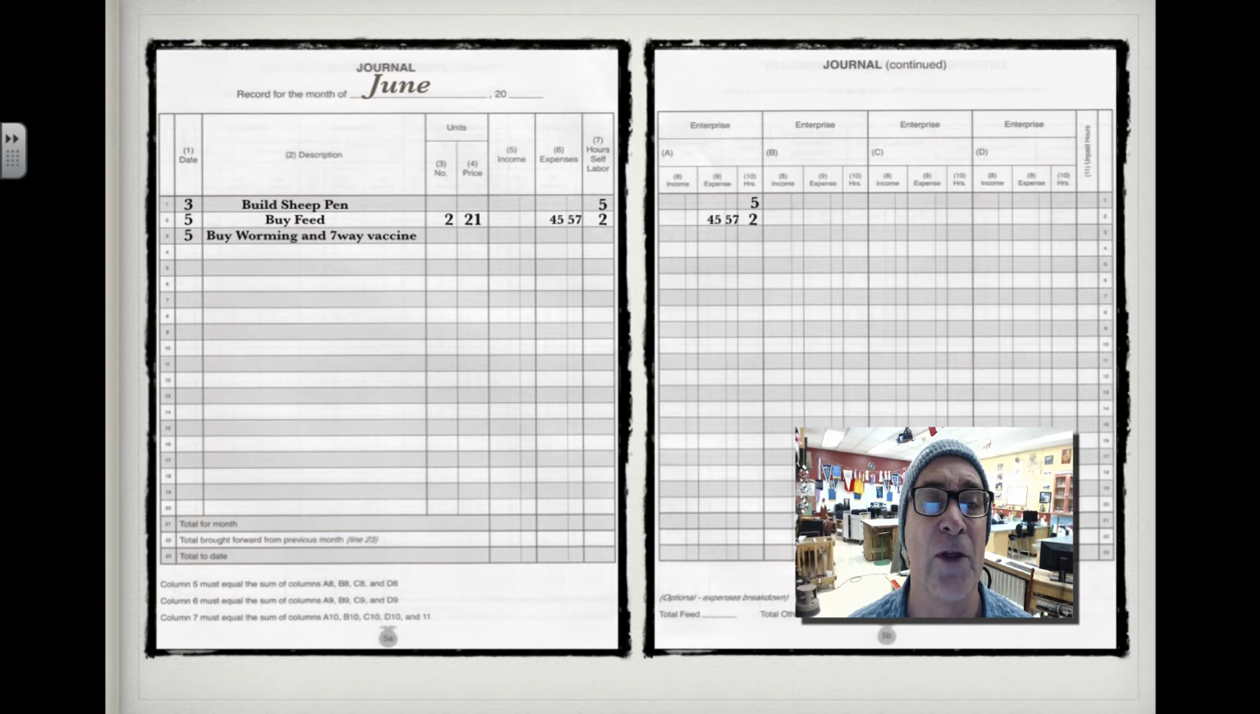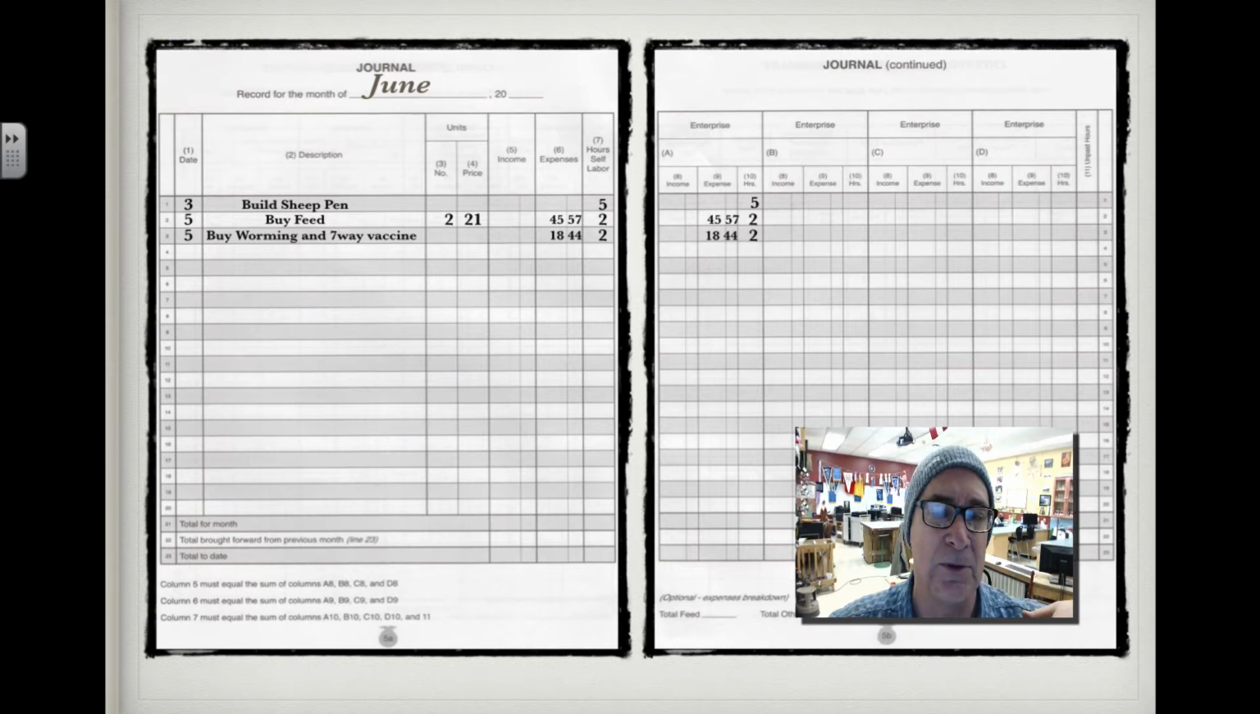Then also on the 5th, since I was down at the feed store, obviously it would make sense to buy worming medication as well as what we call a 7-way vaccination, usually for all the clostridials and that kind of thing, for overeating and the like. And that was $18.44 for the worming medication and the 7-way vaccine. And that was an additional 2 hours, primarily because you may have to get everything together, sort everything out, and put it away.